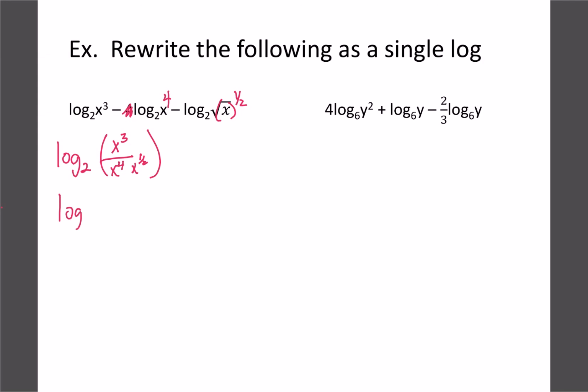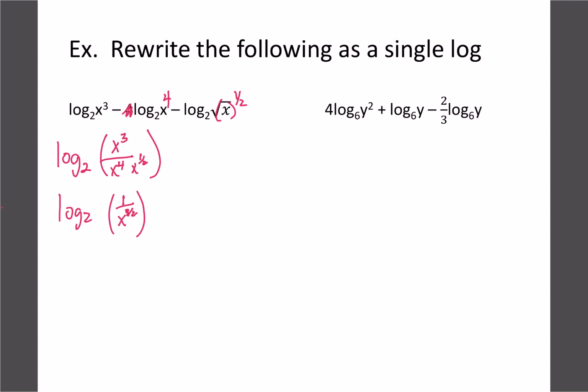So if we simplify all of that, we have 3 minus 4.5, which would give us negative 1.5 or negative 3/2. So we can write that as 1 over x to the 3/2 if we want, or we could write it as negative. It doesn't really matter, but we got it together as one log.